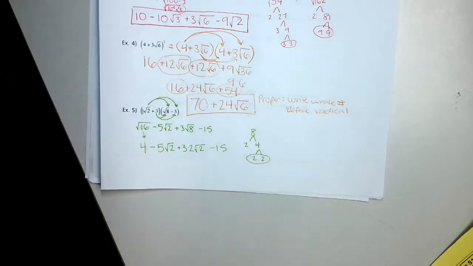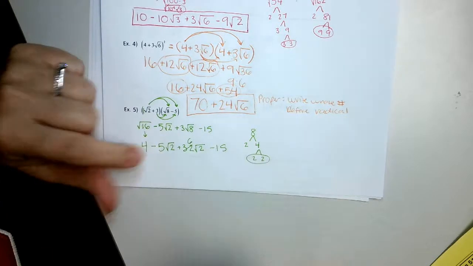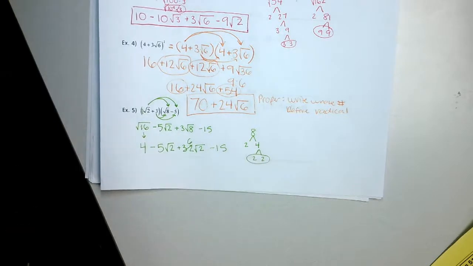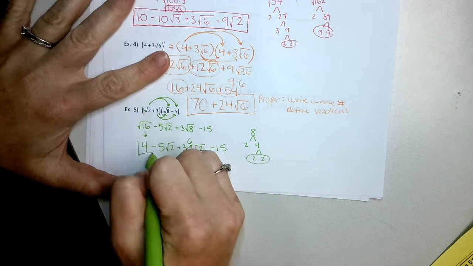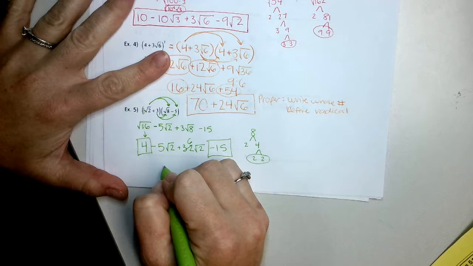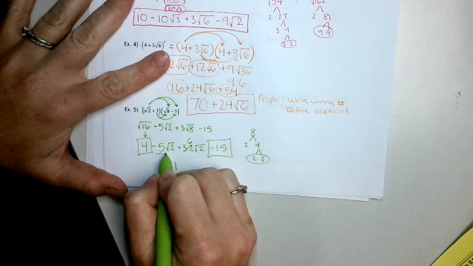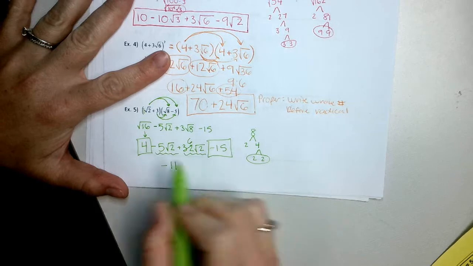So what are my like terms? Well, first, what's 3 times 2? 6. So this is just 6 square root of 2. So what are my like terms? So what's 4 minus 15? And what else is like terms? So what's negative 5 plus 6?